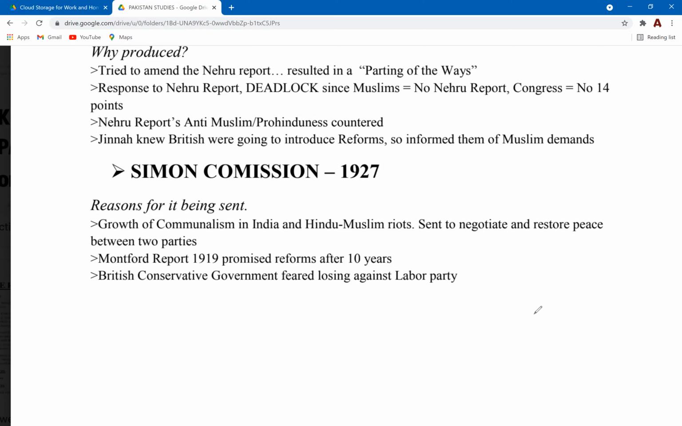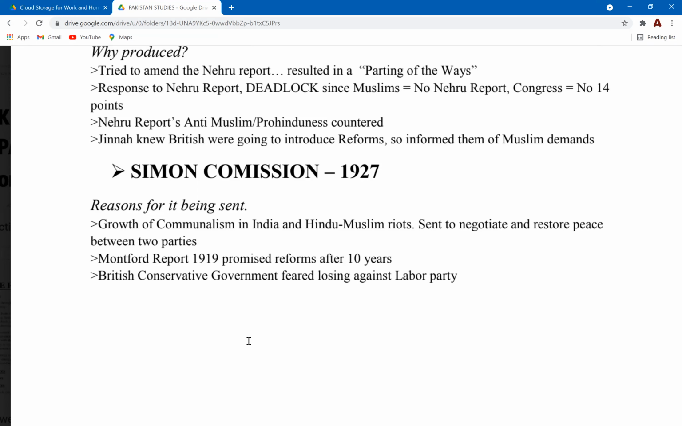Number two, in 1919, the Montford reforms. During the Montford reforms, the British had promised Indians that 10 years after their introduction, they would present another set of political setup for India, another constitution sort of thing. These are mini constitutions where the British are telling Indians how to govern the country. So they promised that 10 years after 1919, another set of reforms would be presented. Instead of 10 years, they brought the date back to 7 years, and in 1927 they presented the Simon Commission.